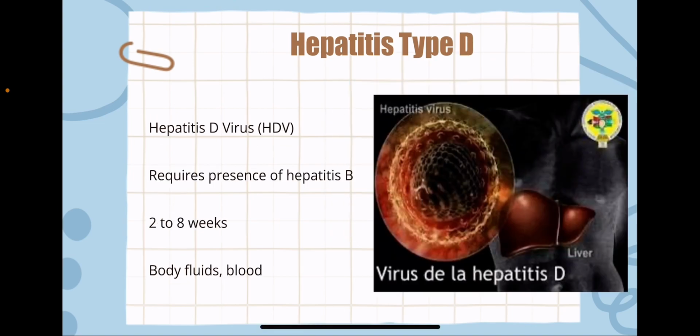Now, moving on to hepatitis type D. Its etiology is the hepatitis D virus, HDV. It requires the presence of hepatitis B for infection to occur, and it is transmitted through body fluids or blood contact, affecting all age groups. It has an incubation period of 2 to 8 weeks.